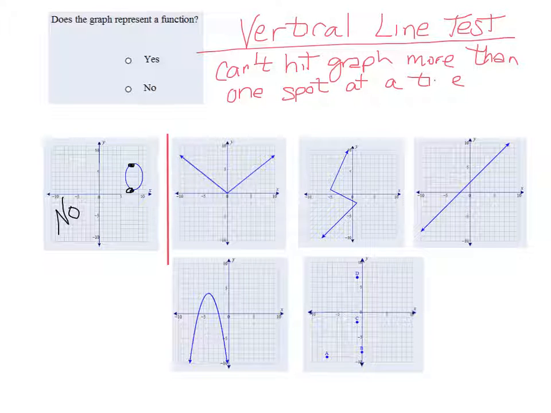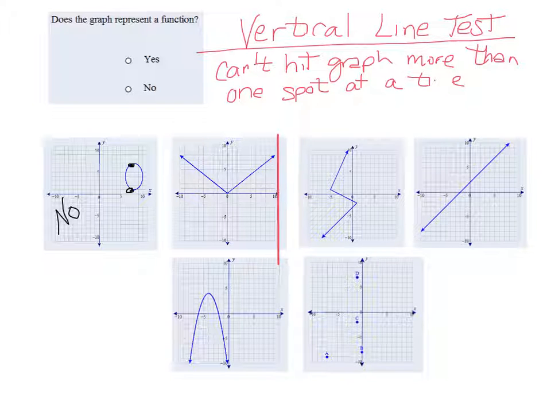Let's come over here. Now this one, it's hitting my graph once. Oh, it's turning around, but it's still only hitting the graph once. I think I'm okay. That looks all right. That only hits one time. I don't have any points that end up being on top of other points. So yes, that's a function. Let's try the next graph.